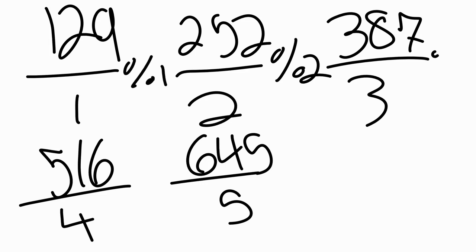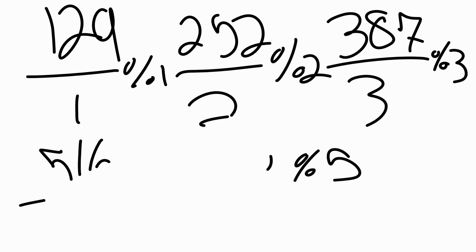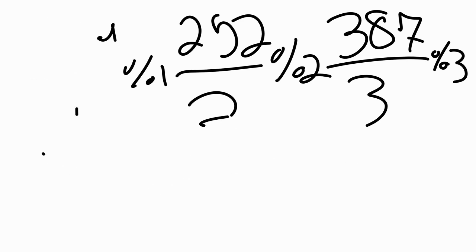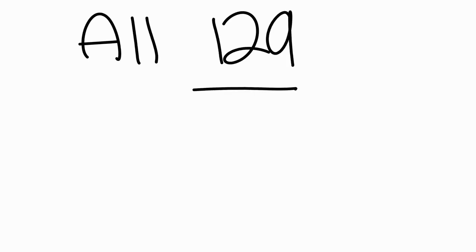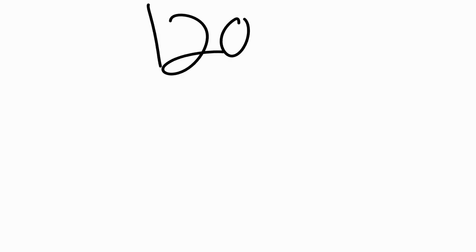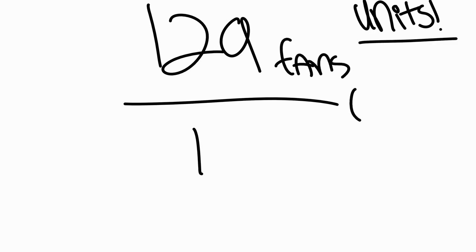387 divided by 3 is 129. And 129 divided by 1 is, of course, 129 over 1. So let's compare them. All of them have 129 as their numerator, and 1 as the denominator. If we put this into context, it will be 129 fans per hour. Circle our answer, and then done. That's how you find slope from a table.